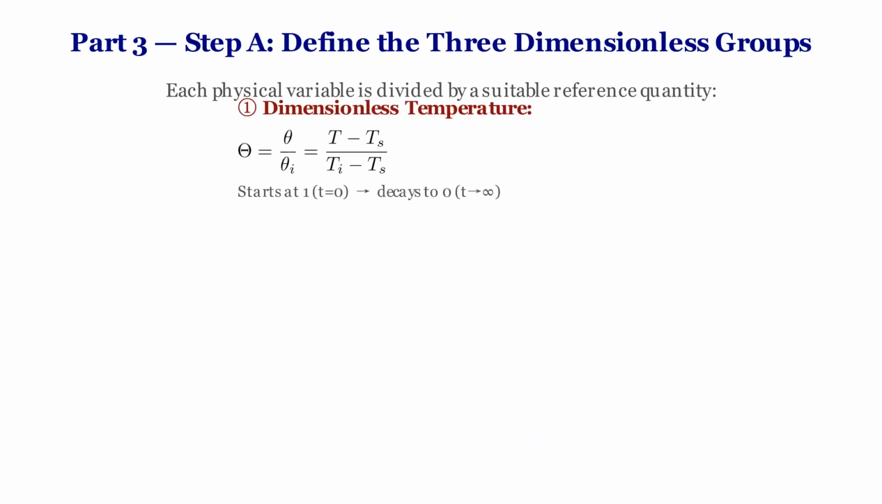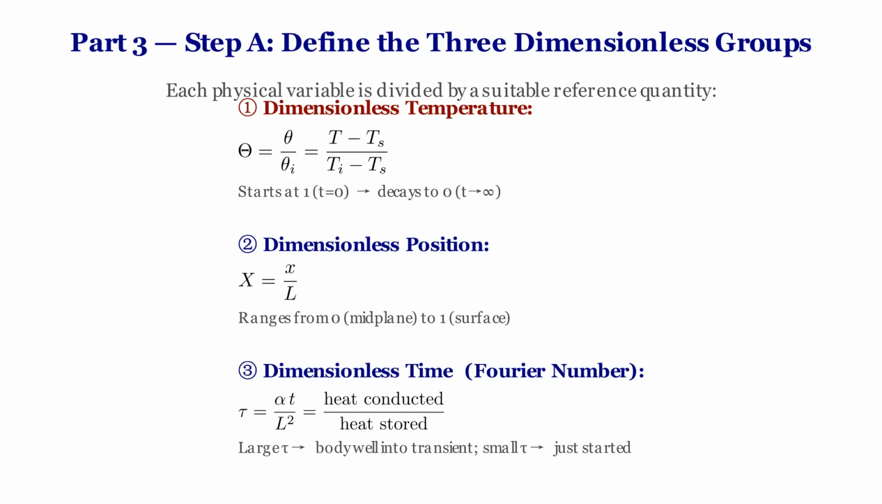Therefore, to make the solution as general as possible, we further non-dimensionalize. Non-dimensionalization is not magic, it is simply dividing each variable by a suitable reference quantity so that the result is a pure number with no units. We define three dimensionless groups, one for temperature, one for position, and one for time. Let us go through each one carefully.